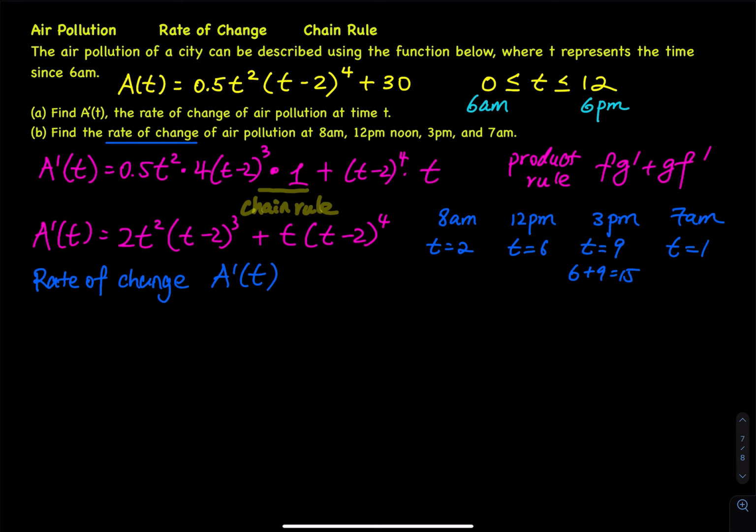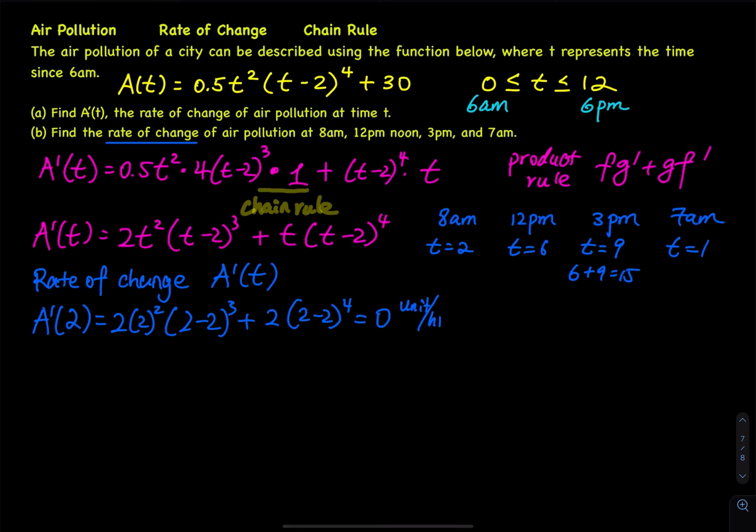So when t equals 2, A prime of 2 equals 2 times 2 squared, and then 2 minus 2 to the third power, this is a 0, and then 2 minus 2, another 0. So overall, that equals 0. Since I didn't give you any unit, you can say 0 unit per hour. So that means the rate of change is not changing. You can say the rate of change of air pollution is increasing at 0 unit per hour.